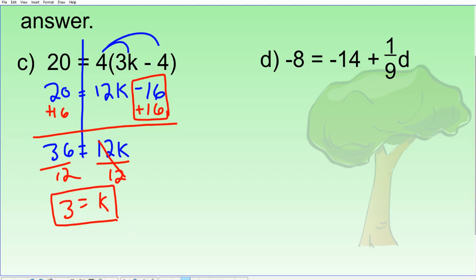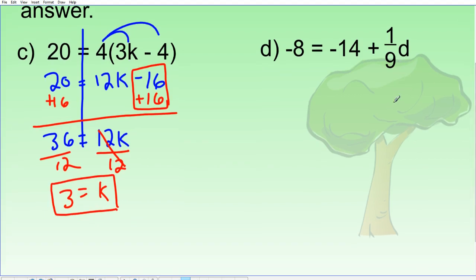Letter D. Letter D looks a little bit uglier because it has this fraction in here. But if you remember from the previous lesson, the way we're going to get rid of that fraction is by multiplying by the reciprocal. Okay, we'll get there. But first, let's worry about the other stuff, because that 1/9 is going to be the very last thing we get rid of.